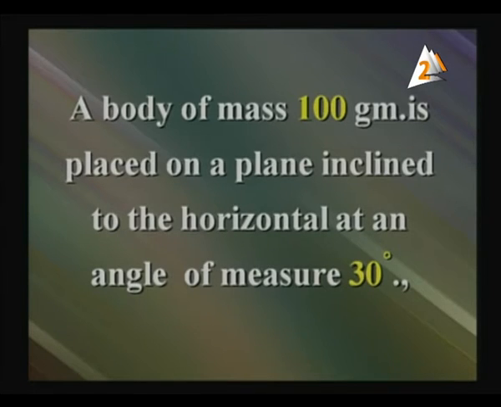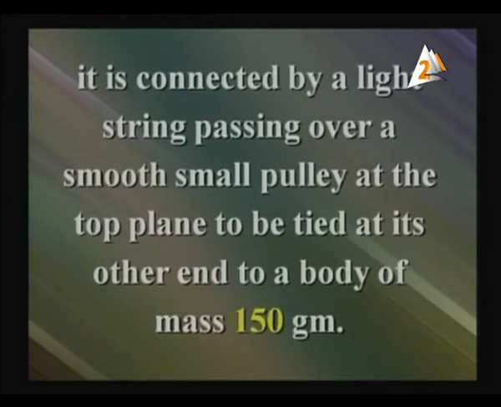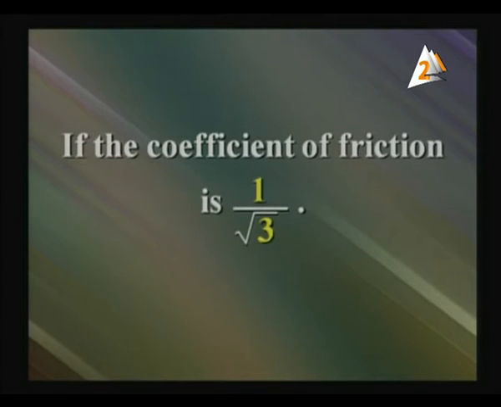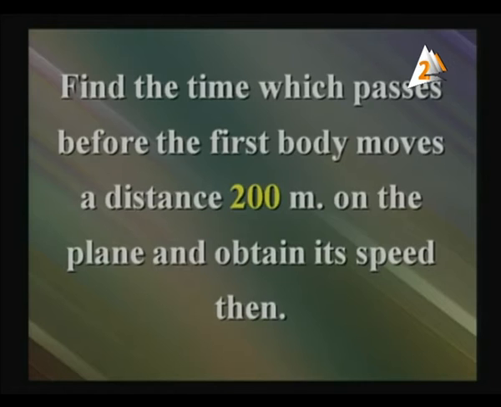Let us see another one. A body of mass 100 gram is placed on a plane inclined on the horizontal at an angle of measure 30 degree. It's connected by a light string passing over a smooth small pulley at the top of the plane, to be tied at its other end, a body of mass 150 gram. Now, if the coefficient of friction is 1 over root 3, find the time which passes before the first body moves a distance 200 centimeter on the plane.